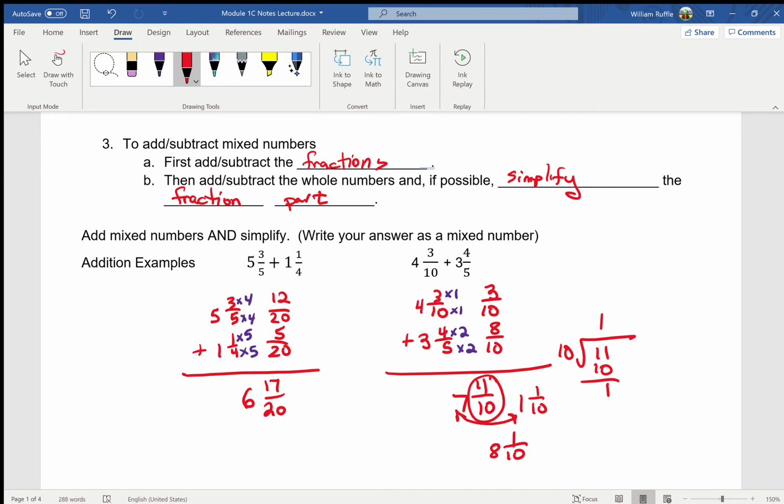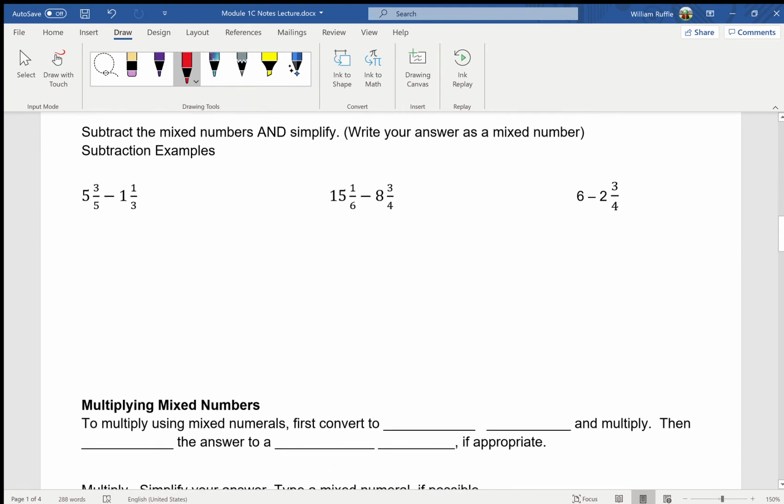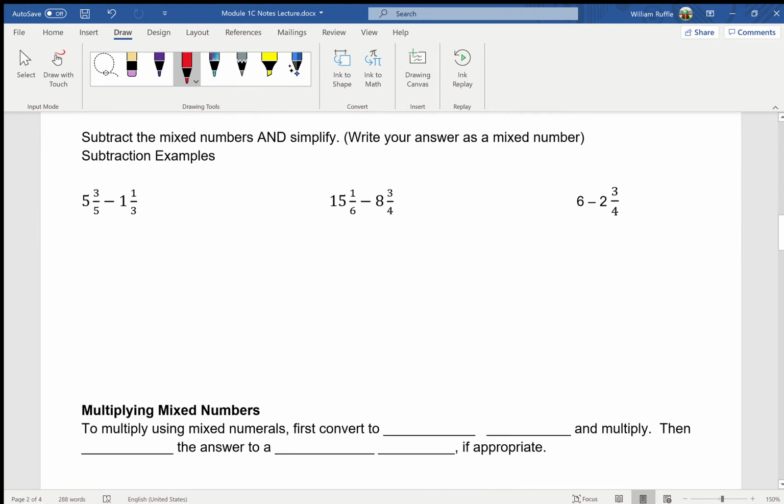Okay, so that's really adding of the fractions. Go to the next page. Now here we're going to do a couple subtracting problems. Sometimes we have to do some weird borrowing in subtractions, and that's what makes these difficult. But again, I want to write it vertically.